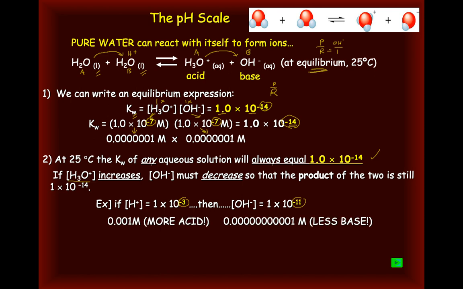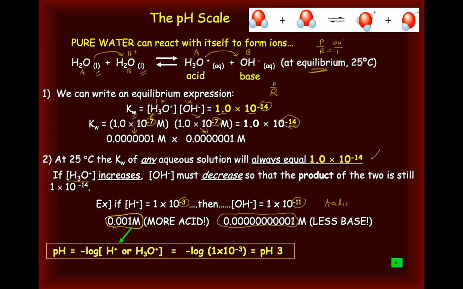And again, if you look at this, it's weird because 1 times 10 to the minus 3 would be 0.001, but your base would be really a lot less than that. So this would be an acidic solution. This would be more acidic because you'd have much more acid than base.